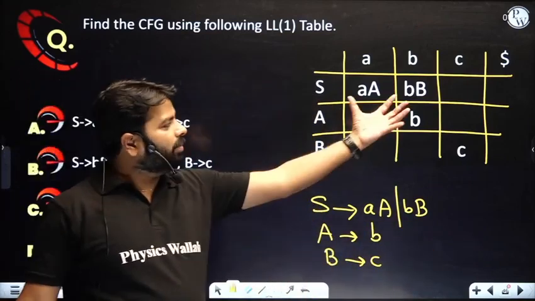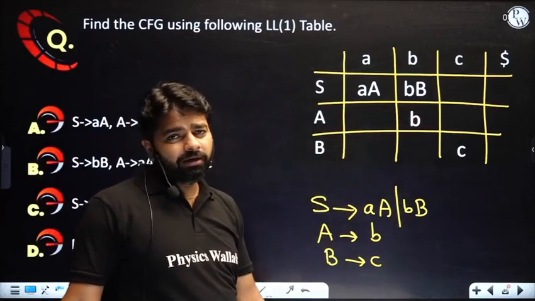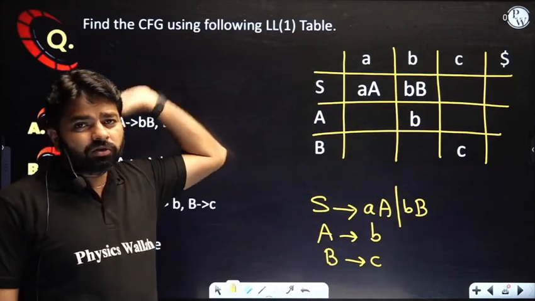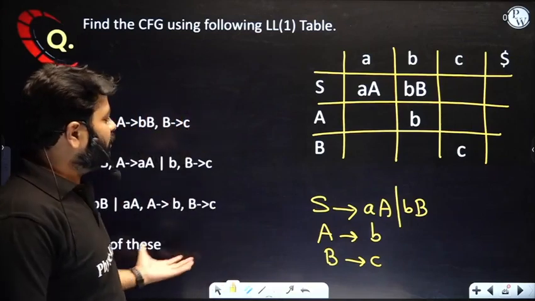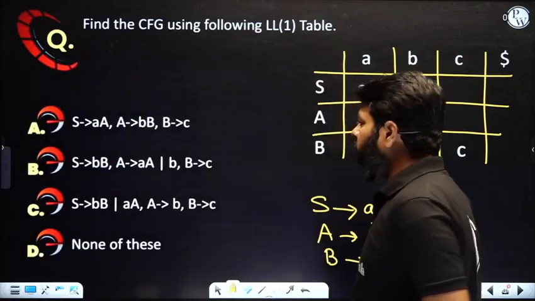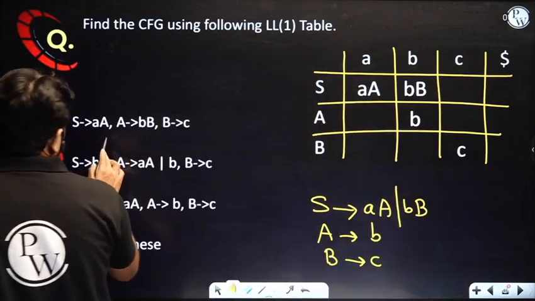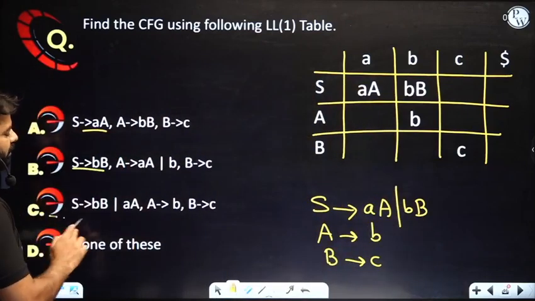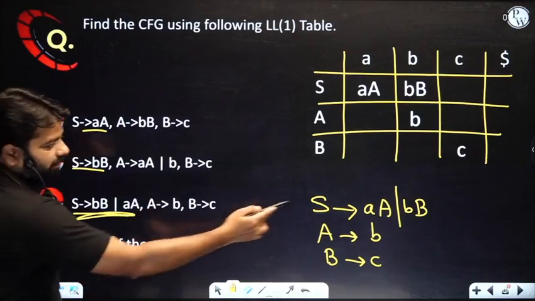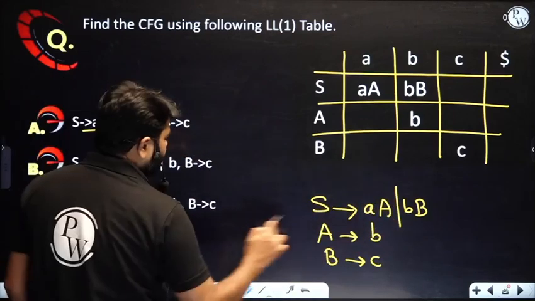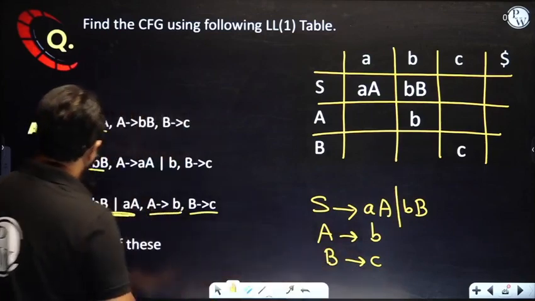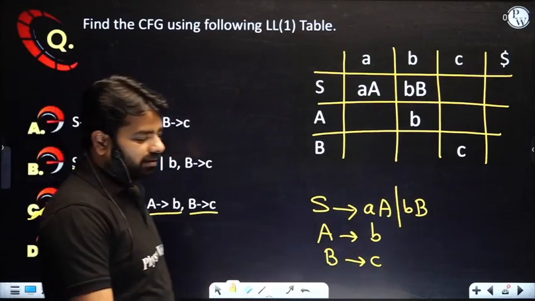For this grammar, you might have created this table, and this table is used for parsing with the help of LL1. Now, look at which one is right. S has 2 productions: here A, here B B, here B B A. That is fine, any order you can write. A has only one production, and B to C has only one production. So, C is the right answer. Very easy, right?